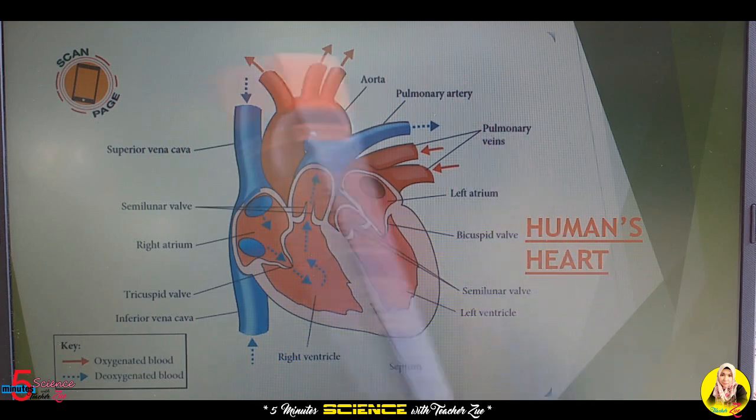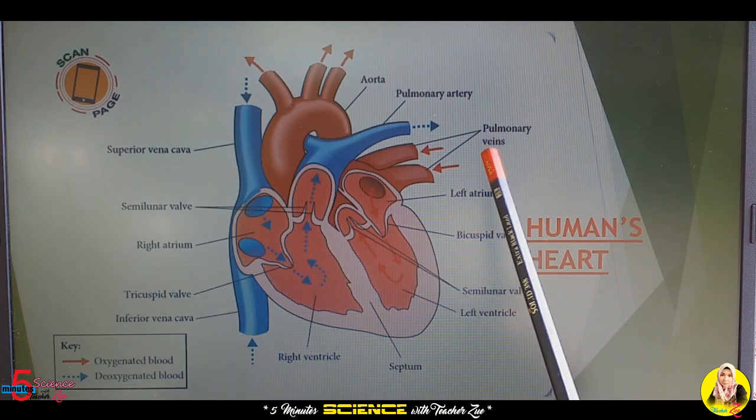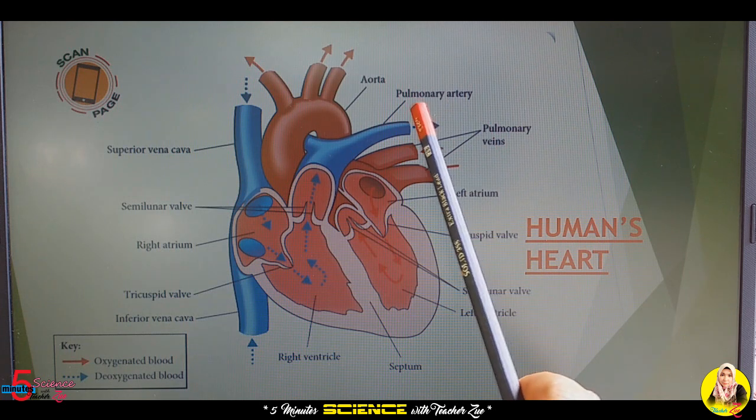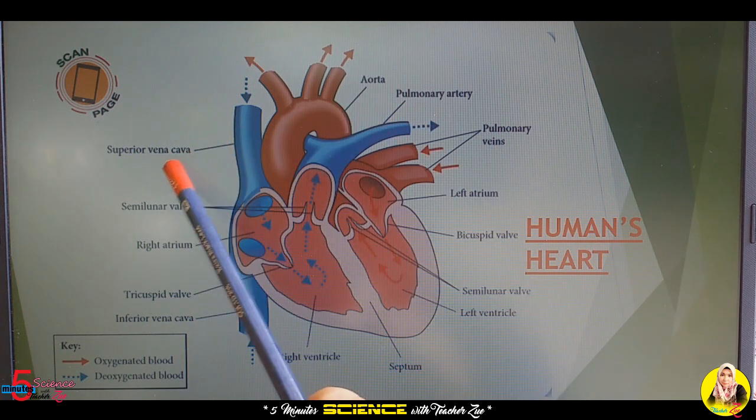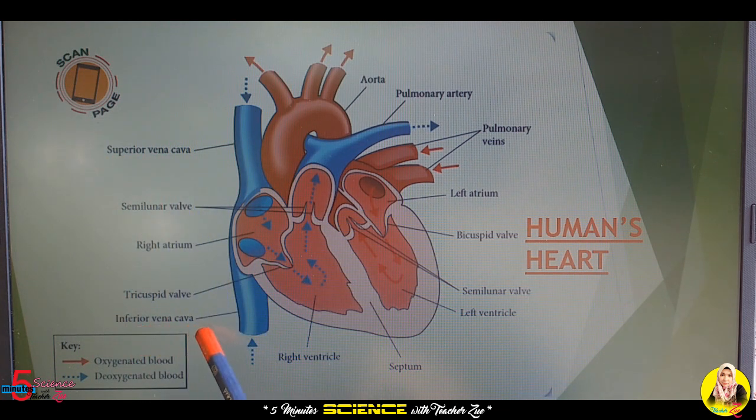Then, the human heart also has blood vessels, which are the pulmonary veins, pulmonary artery, aorta, and vena cava. Here we have the superior vena cava and the inferior vena cava.